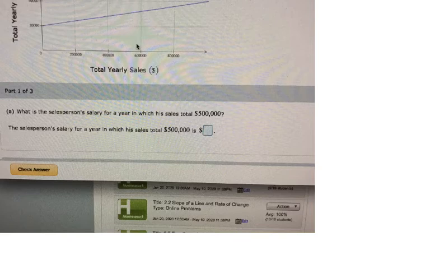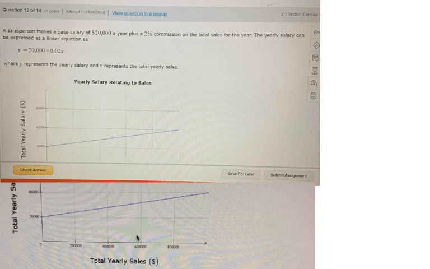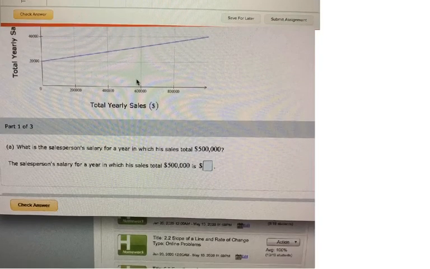Alright, so this is a lot of verbiage, and this is something that you have to look out for when you see questions like this, which is essentially understanding what is relevant. The only thing that is truly relevant in this problem is the equation 20,000 plus 0.02x, where y is the yearly salary and x is the total yearly sales. They give you a lot of extra stuff here, but that's all that you need to know to solve the problem. The question is specifically asking, what is the salesperson's salary for a year in which his sales total 500,000?